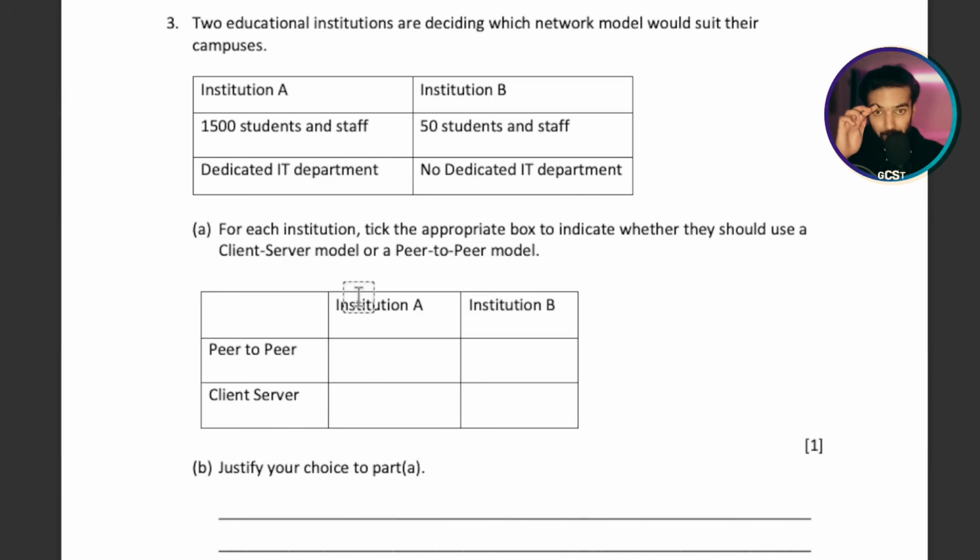I'll also look. Alright, question 3. Two educational institutions are deciding which network model would suit their campuses. Institution A, this much. So clearly, Institution A has a lot of staff, a lot of students, a typical school, which also has an IT department. So a typical school has a client server. Now, if we have 50 students and staff and no IT department, it's more obvious to have a peer-to-peer.